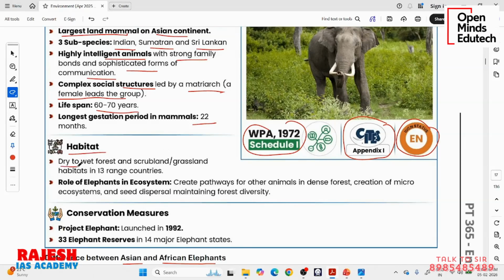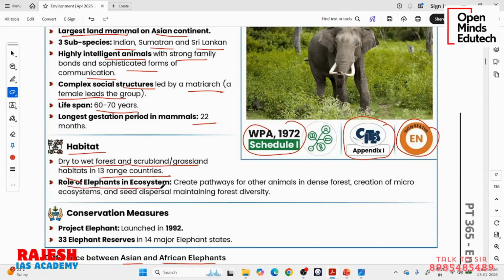Habitat: dry to wet forest, scrubland, and grassland habitats in 13 range countries. So in dry forest you will find them, in wet forest you will find them, in scrub grassland you will find them. So 13 range countries: India, Sri Lanka, Sumatra, meaning Indonesia, etc. Among all of these regions you will find elephants across 13 countries.